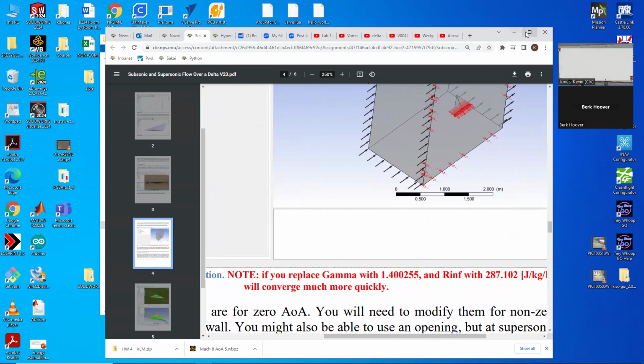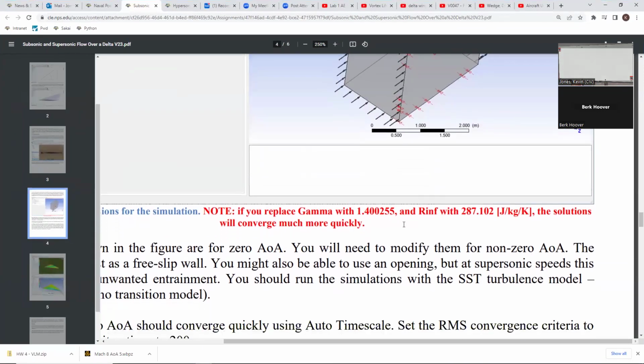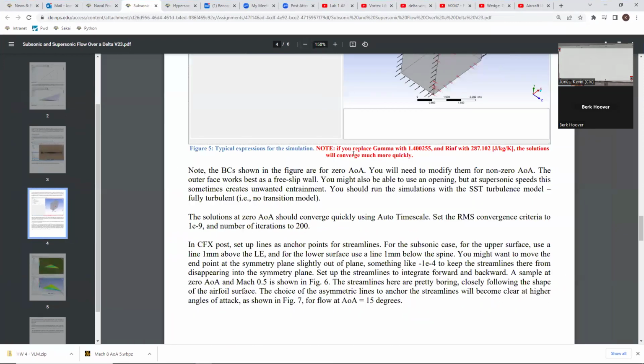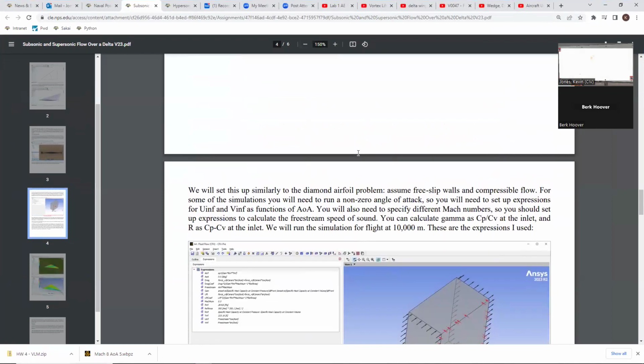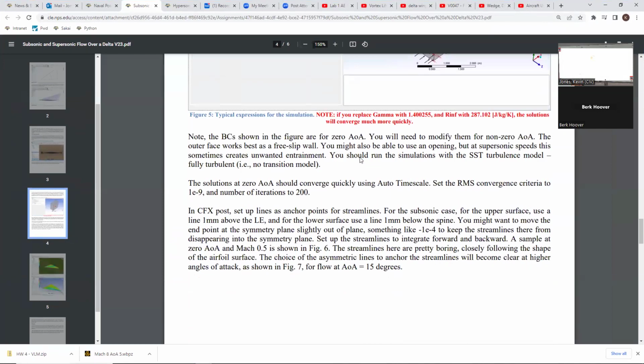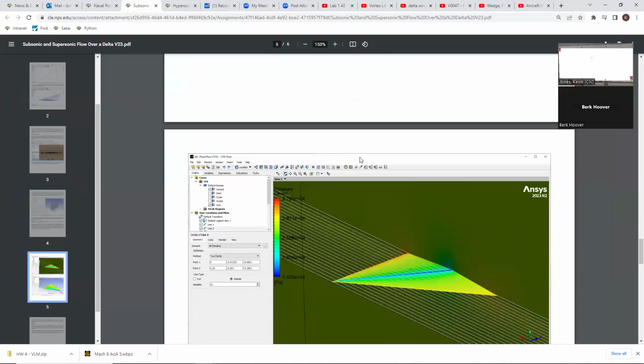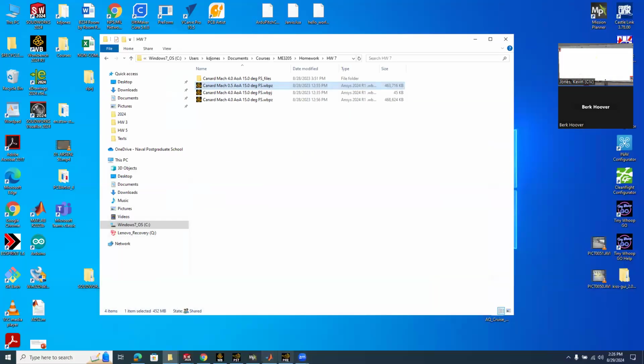You need to do a handful of angles of attack. I think you do 0, 5, 10, and 20 degree angle of attack at Mach 0.5 and Mach 4. Let's just go ahead and pull up CFX here and take a look. I think I have one of them opened.